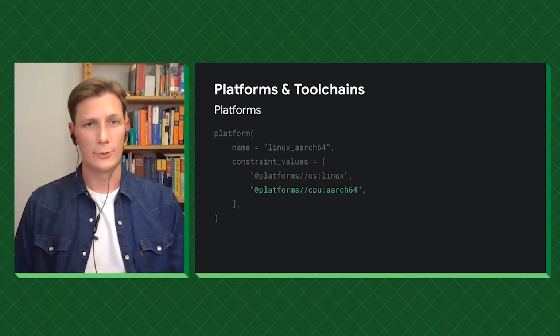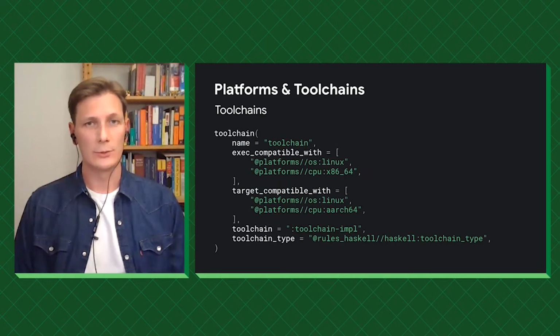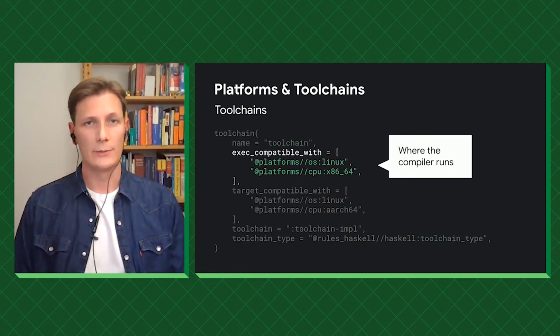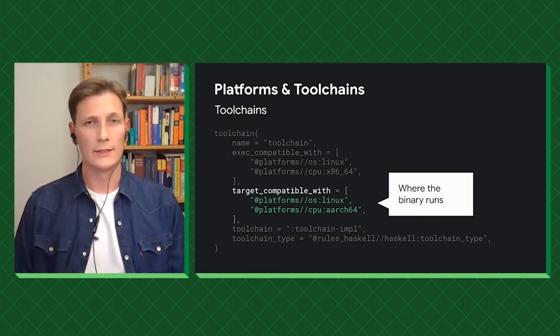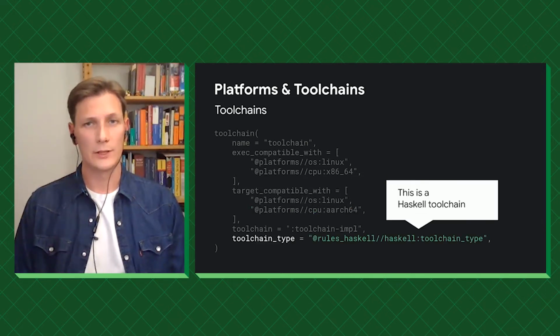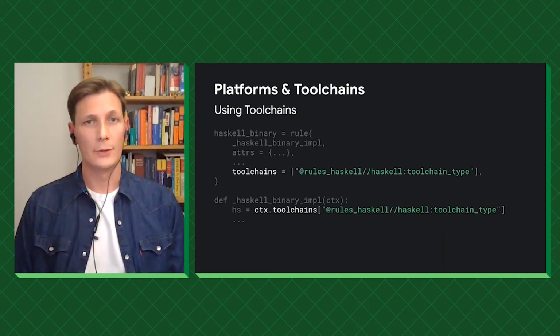Finally, when you define your toolchains, you can declare which constraints a given toolchain is compatible with. The exec compatible with attribute states where the compiler can run, and the target compatible with attribute states where the generated binary can run. The toolchain type declares what kind of toolchain this is, in this case, a Haskell toolchain. To use a toolchain in a rule, you declare a dependency with the toolchain's parameter and extract the toolchain out of the context object in the rule implementation using the toolchain type. Bazel will then hand you the toolchain instance that matches the current target and execute platforms.